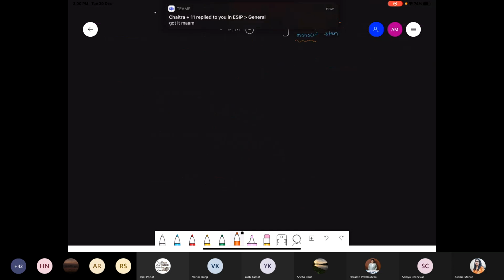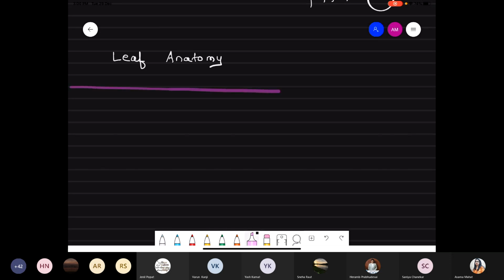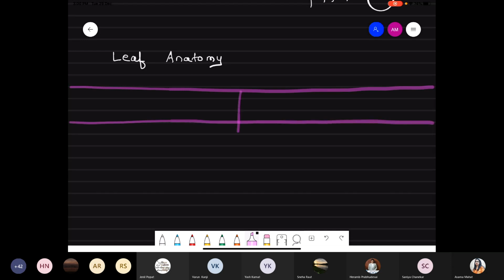Okay, chalo. Next part we are talking about leaf anatomy. Very simple. We are not taking a diagrammatic representation for this. Simple structure. We try to differentiate this part. So quickly divide your page into two parts, and now we are taking the difference between the dicot as well as the monocot leaf. So always start with the dicot.